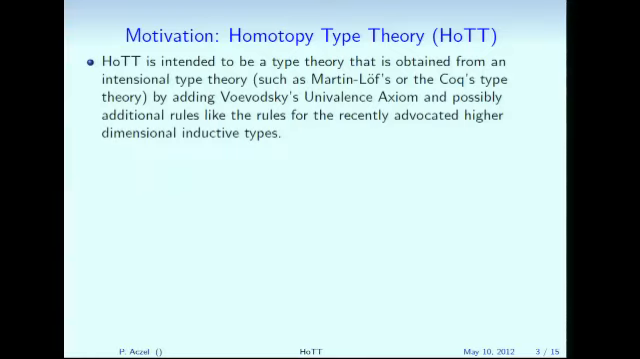So homotopy type theory is a type theory obtained from one of the standard type theories, intentional type theory such as Per Martin-Löf's, or perhaps the Coq type theory, the type theory implemented in the Coq system, by adding an axiom which is only a few years old, introduced by Voevodsky, the univalence axiom. And there are possibly other additional rules one might want to add in homotopy type theory. More recently, about a year and a half old now, is the idea of something called higher dimensional inductive types, which seem to be playing a very important and useful role in homotopy type theory.